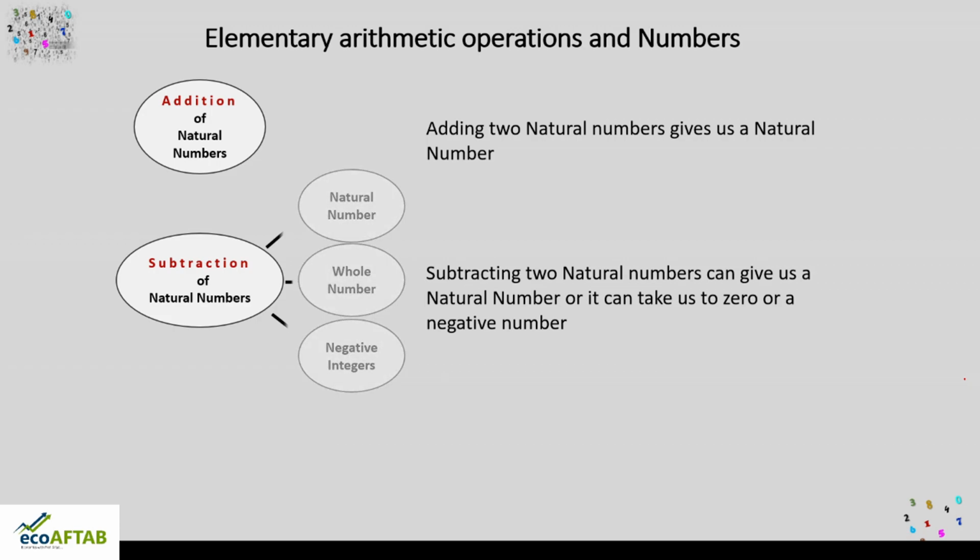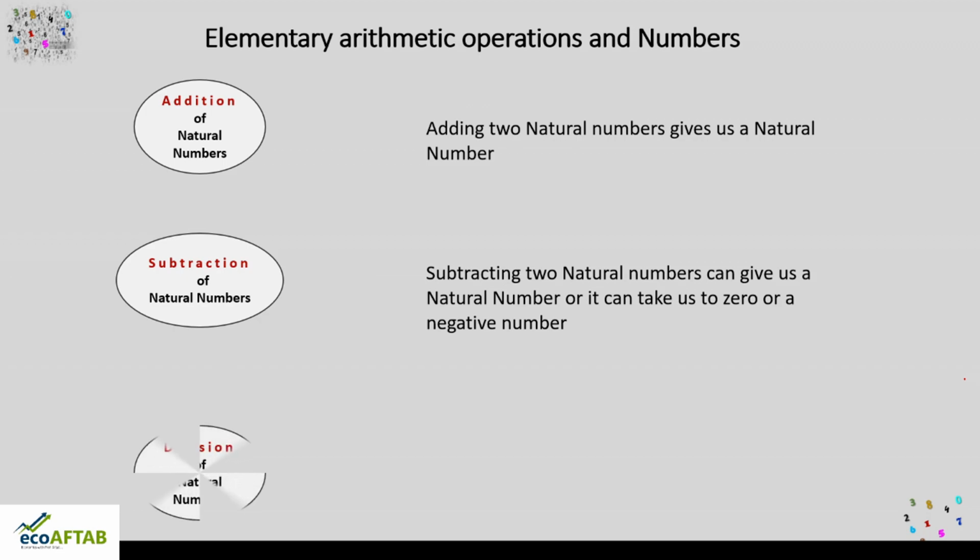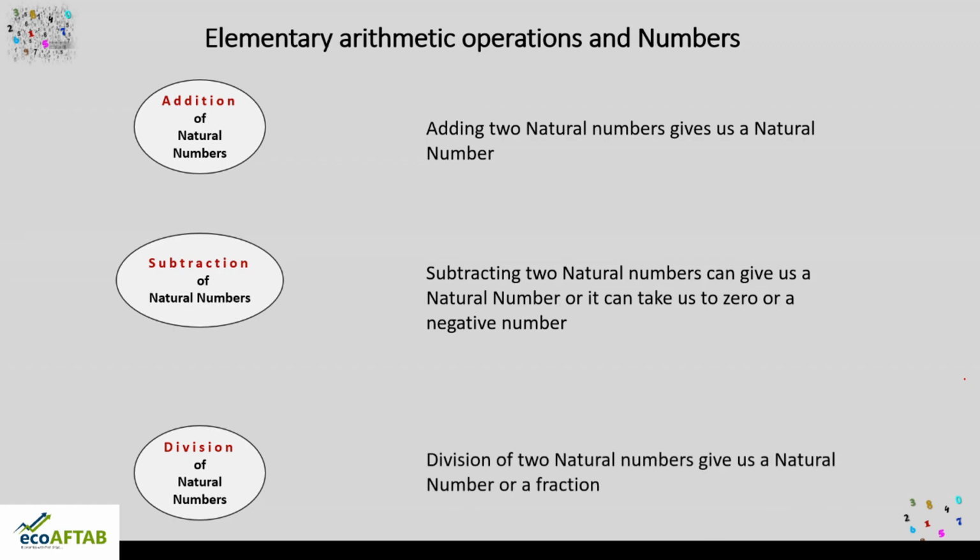Now let us see what happens with our next operation, division of natural numbers. If you go on dividing natural numbers, what may you get? Division of two natural numbers gives us a natural number or a fraction. Just say, for example, if I write 4 by 2, it gives us a natural number.